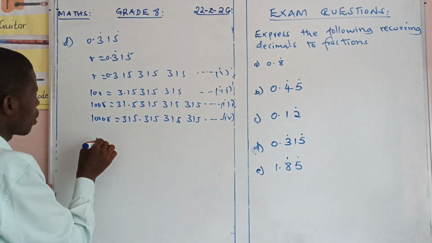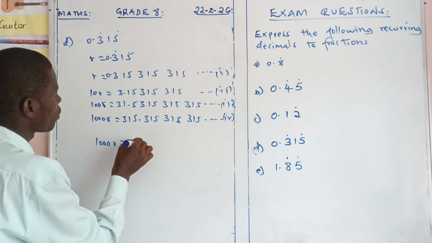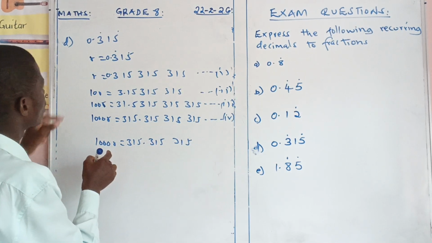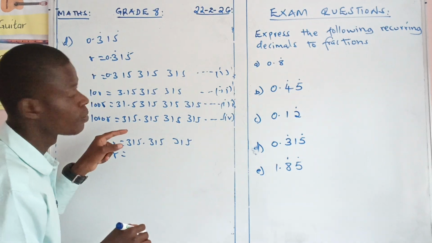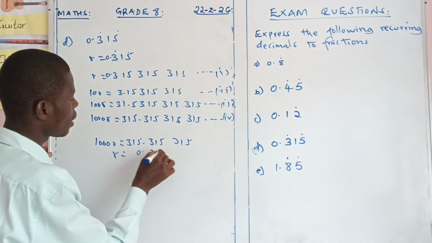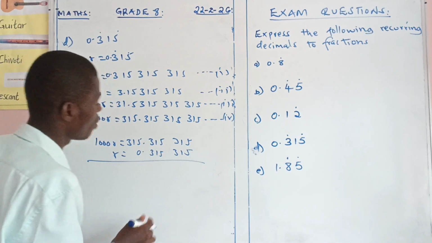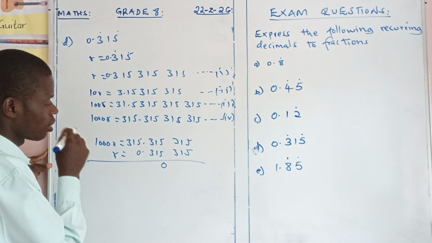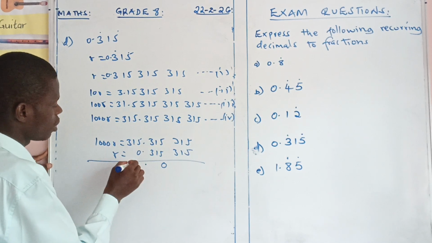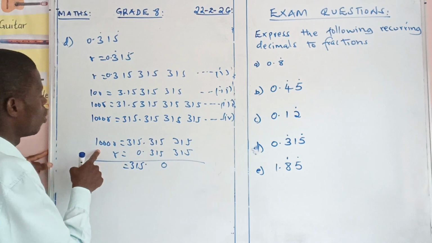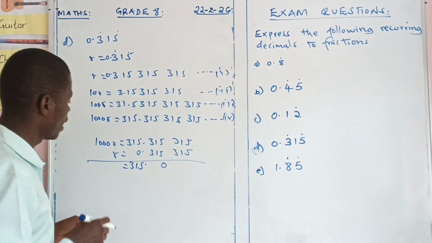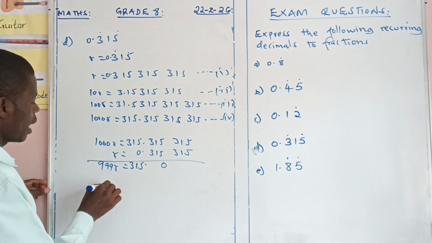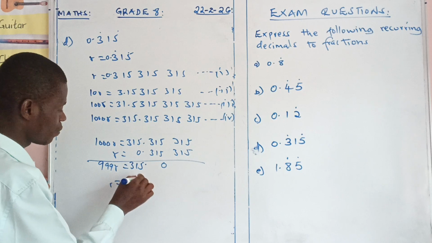So we just have 1000R is equal to 315.315315. Then subtract the first equation, R is equal to 0.315315. If you subtract, we have 0 on the right hand side. Then here we have 315, which is equal to 1000R minus R. That will give us 999R. So R alone is equal to 315 over 999.